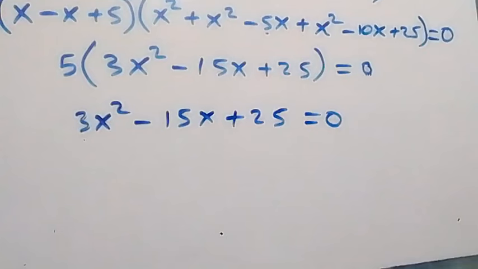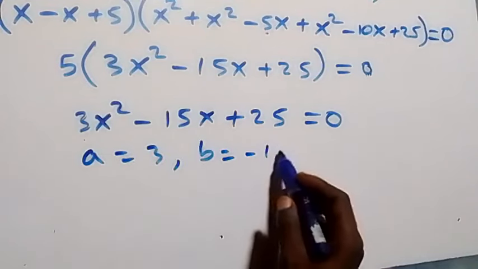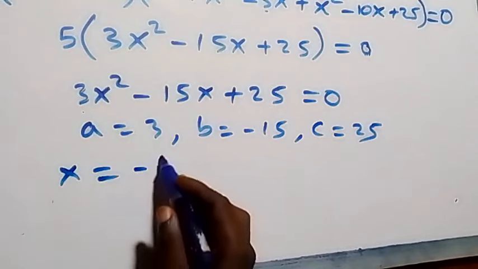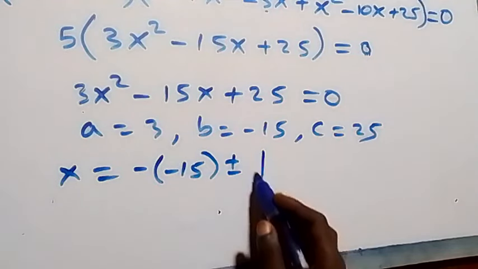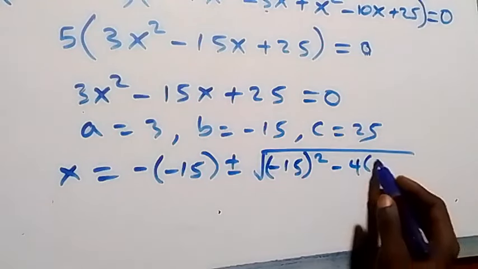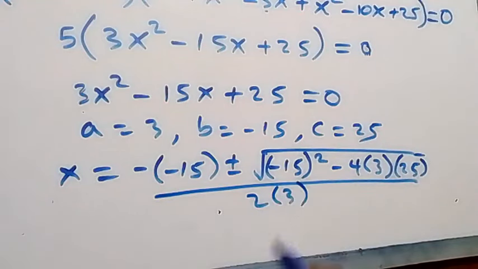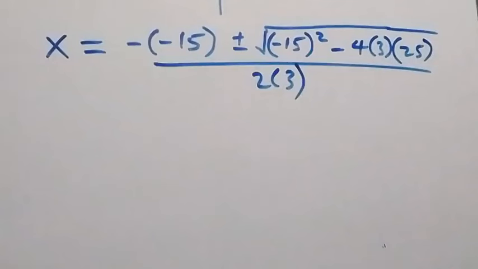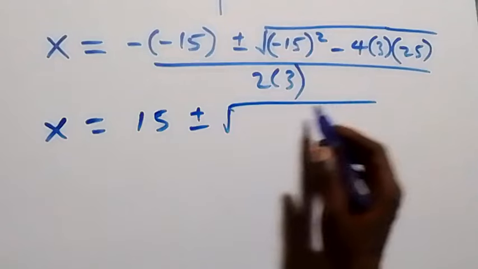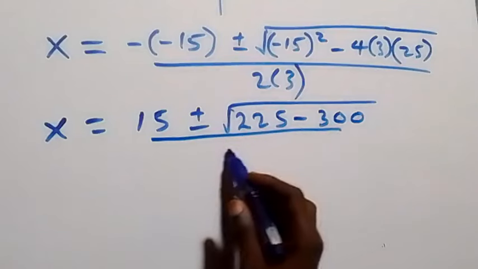Then we have a quadratic equation here, where a equals 3, b equals minus 15, and c equals 25. When we apply the formula, x will be equal to minus b, so 15, plus or minus the square root of (minus 15) squared minus 4 times 3 times 25, over 2 times 3. Here we have 225 minus 300, divided by 6.